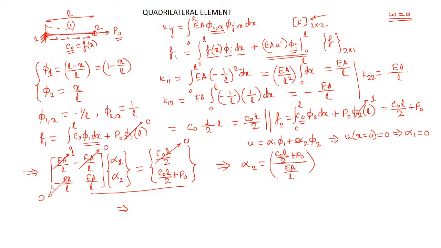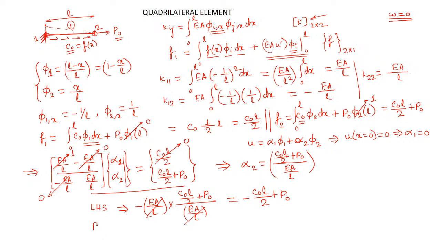Then I have alpha 2 times the second entry. If I write this as the left hand side, because I am just taking this row times this column, I get minus EA by L into alpha 2, which is C2 L by 2 plus P naught, times EA by L. So this term cancels and the left hand side gives us C naught L by 2 plus P naught. So this is the left hand side.